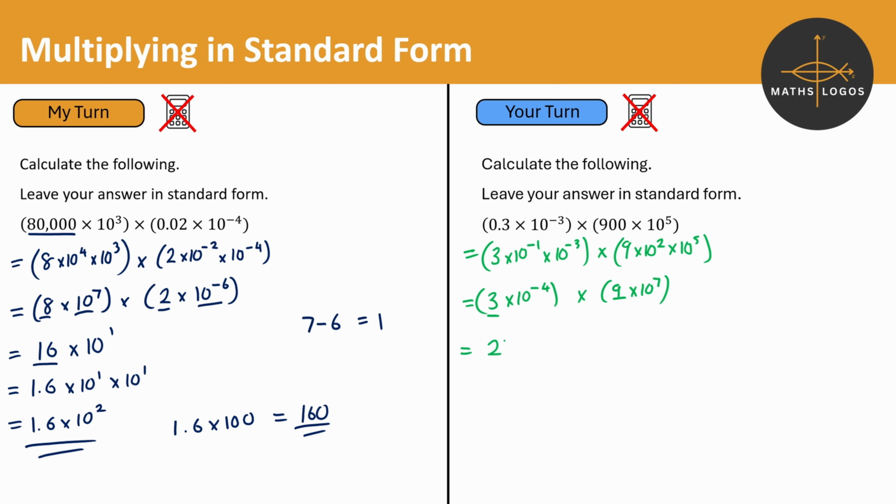3 multiplied by 9 gives me 27. 10 to the power of -4 multiplied by 10 to the power of 7 gives me 10 to the power of 3. Then turn that 27 into standard form. So it's 2.7 multiplied by 10 to the power of 1 multiplied by 10 to the power of 3. And that gives us a final answer of 2.7 multiplied by 10 to the power of 4.